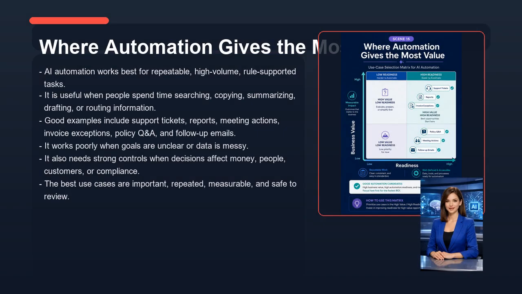Now let's look at where automation gives the most value. AI automation works best for repeatable, high-volume, rule-supported tasks. It is useful when people spend time searching, copying, summarizing, drafting, or routing information. Good examples include support tickets, reports, meeting actions, invoice exceptions, policy Q&A, and follow-up emails. It works poorly when goals are unclear or data is messy. It also needs strong controls when decisions affect money, people, customers, or compliance. The best use cases are important, repeated, measurable, and safe to review.